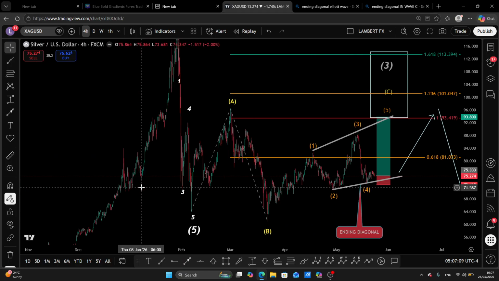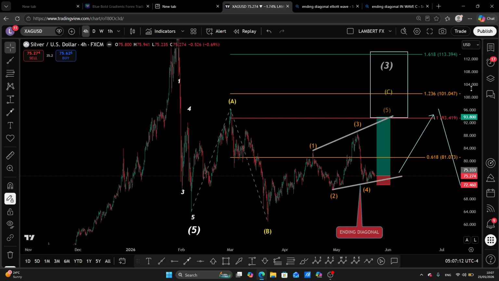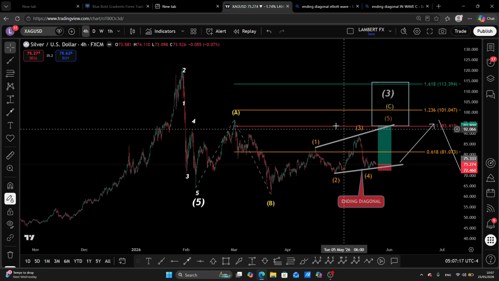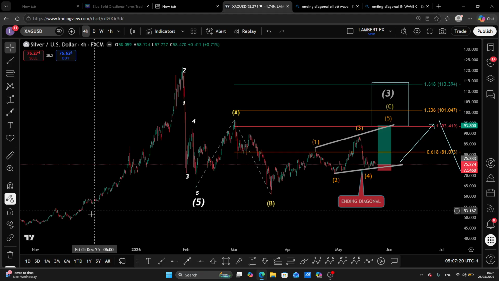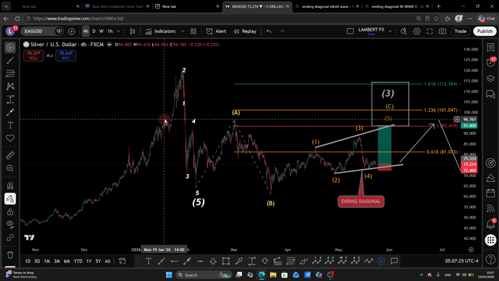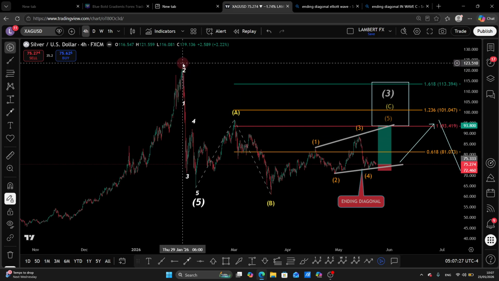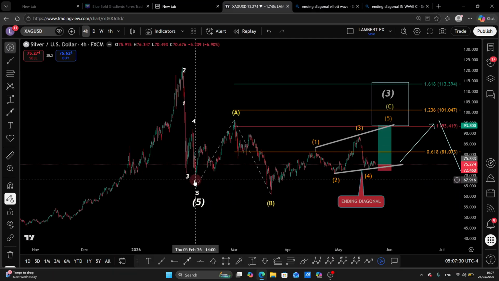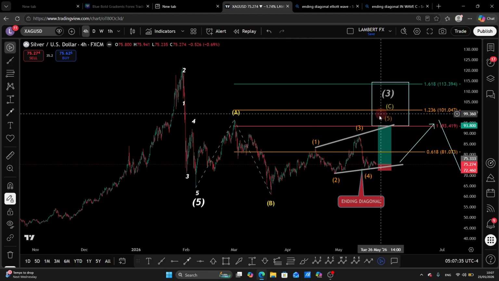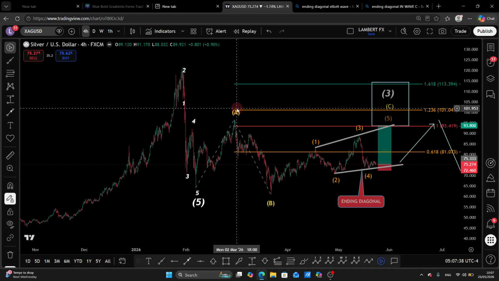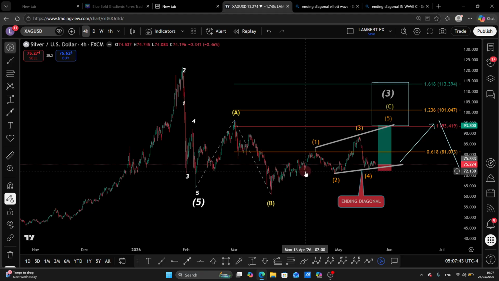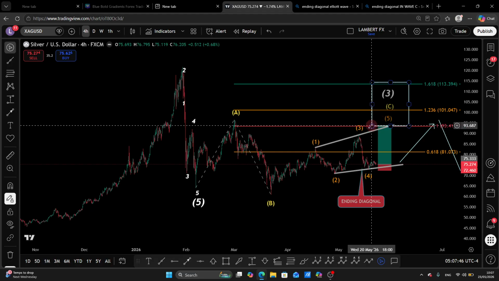So on this 4-hour chart of silver, we are correcting this move to the upside. We've had our first leg 5, and this looks like a 3-leg up correction. So we've had our A, and then we've had our B, and this is now the final push to the upside for leg C of a zigzag.